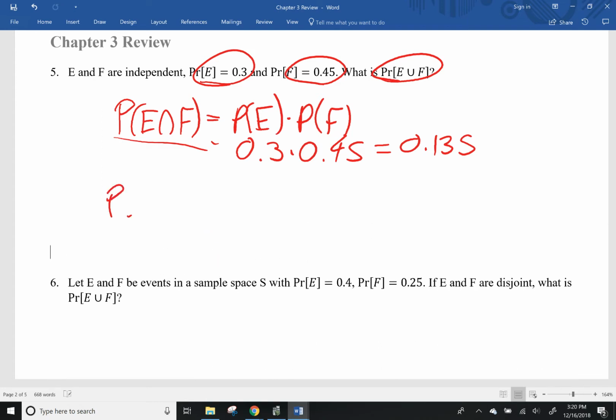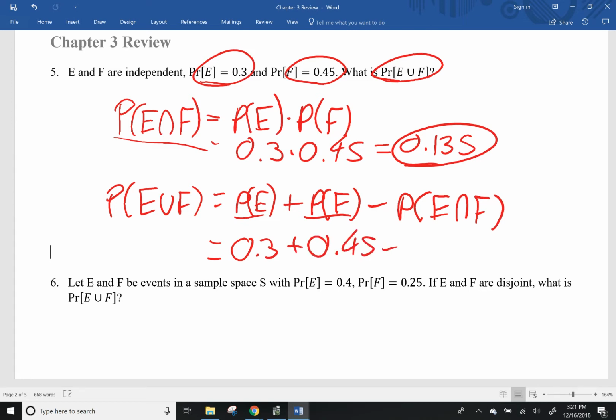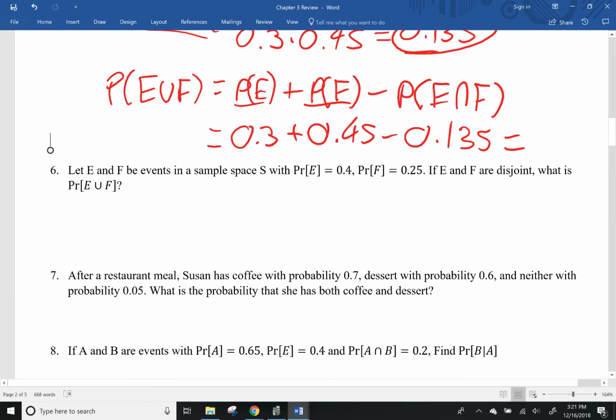So I still need this formula. The probability of E union F equals the probability of E plus the probability of F minus the intersection of E and F. I found the intersection, and I already know E and F, so now I can plug all those in to find the union. The union is equal to the probability of E, which is 0.3, plus the probability of F, which is 0.45, minus the intersection, which I found from the independent formula, 0.135. That total will be my union of E and F. So whatever that comes out to be will be your answer.